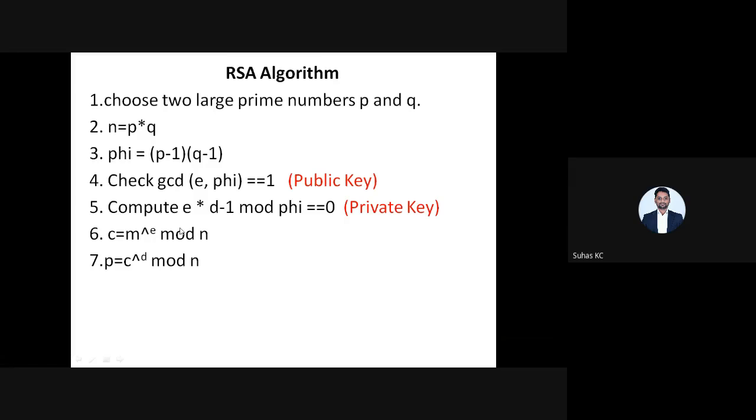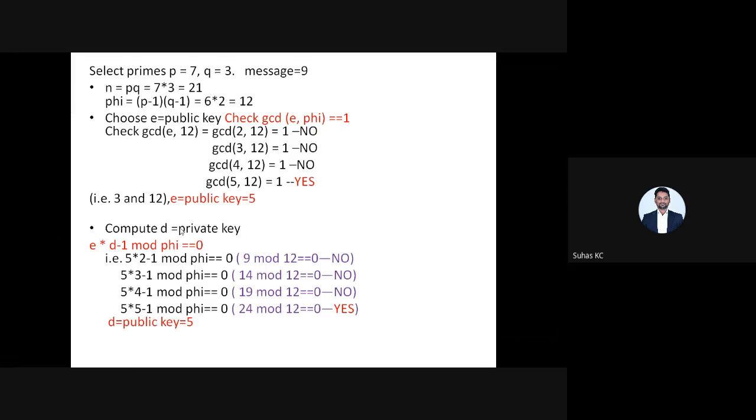Now, how exactly will this algorithm work? We'll take a simple example. I'll take prime numbers 7 and 3. P is 7, Q is 3. And suppose the message I want to communicate is 9, just some integer number. In your program, you can give whatever message you want.